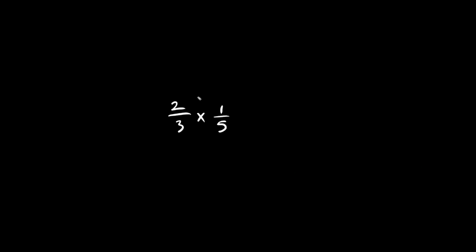When multiplying fractions, we multiply across. 2 times 1 is 2, and 3 times 5 is 15.